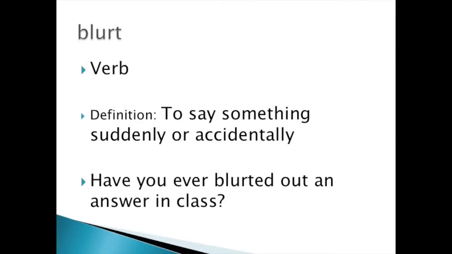Our first word this week is blurt. Blurt is a verb or an action word. The definition of blurt is to say something suddenly or accidentally. So, if I wanted to use this word in a sentence, I might say, I accidentally blurted out that her surprise birthday party was this weekend. Have you ever blurted out an answer in class? Write your response on your vocab sheet.